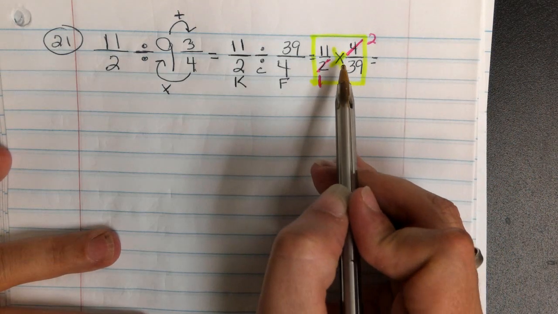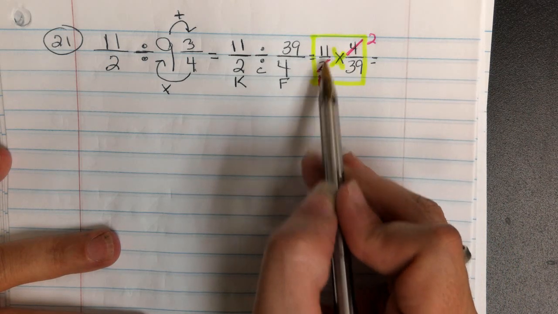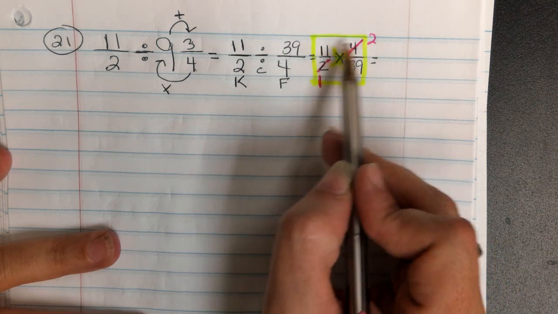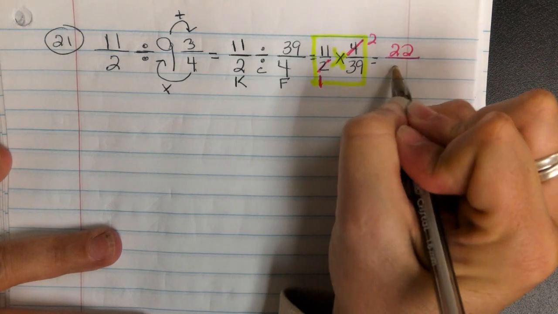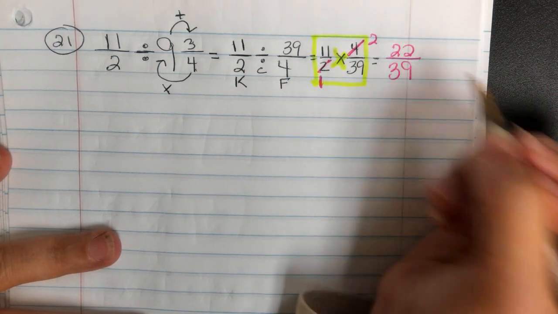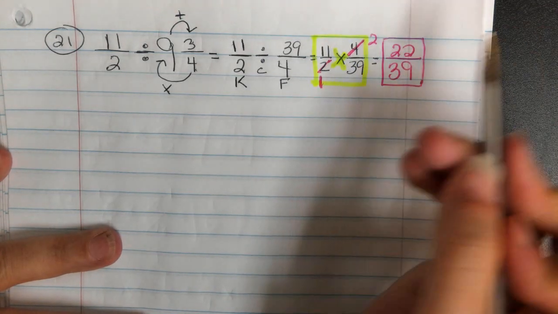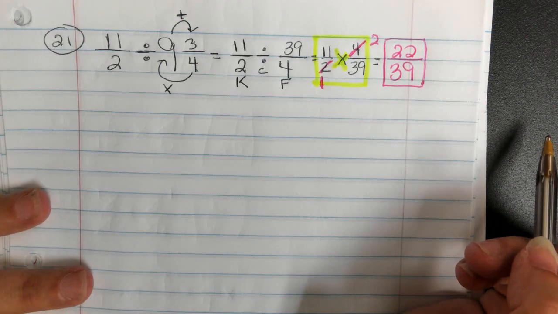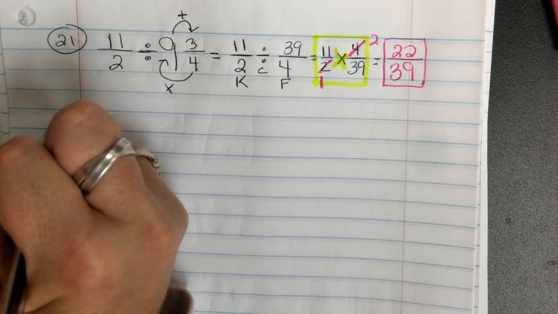Now, next step is check, make sure nothing else simplifies. Okay, now multiply straight across. 11 times 2, 22. 1 times 39, 39. Kind of double checking, make sure nothing simplifies. Nothing. I know that's 2 times 11, but 2 and 11 won't work with that. Okay, so let's do number 22.